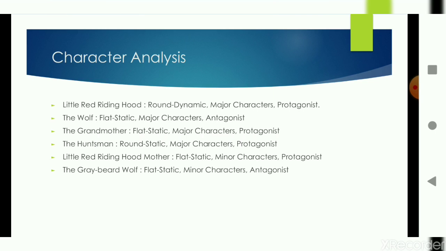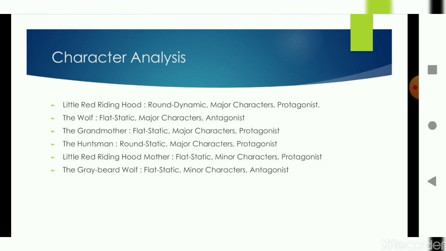And why is she a minor character? Because she doesn't have any part that helped Little Red Riding Hood in the conflict. But she was the reason why Little Red Riding Hood went to her grandmother's house. That is why she is a protagonist character. The Grey Bird Wolf: flat, static, minor character, antagonist.